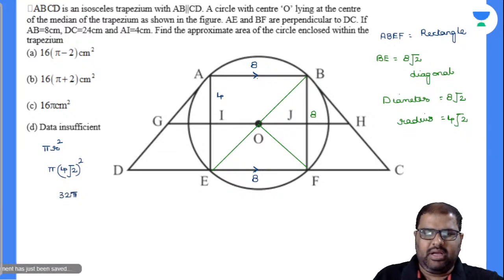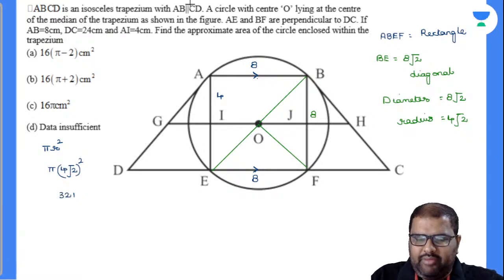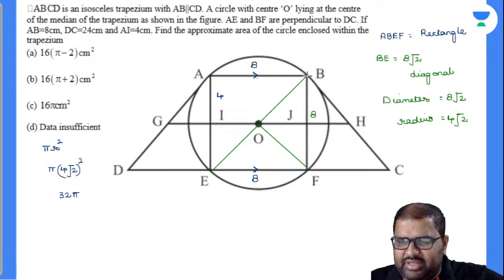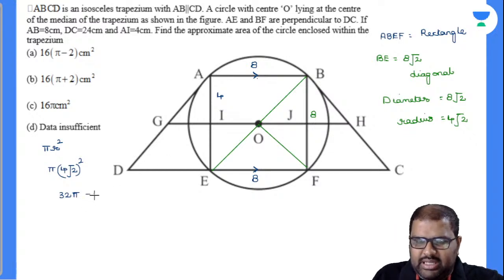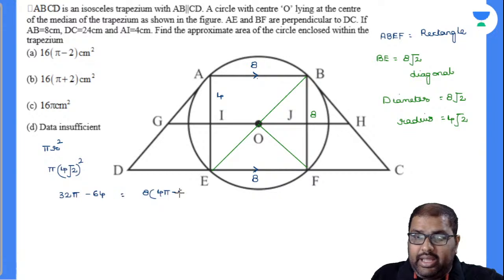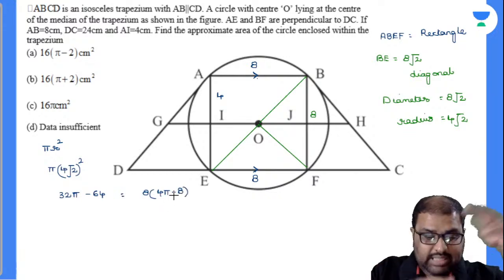Okay, fine. 32 pi is the area of the circle. From this, I will remove the area of the square. Area of the square is 64. Am I right or wrong? So I will write this as 8 into 4 pi minus 8. Now this is the area of the circle outside the square.